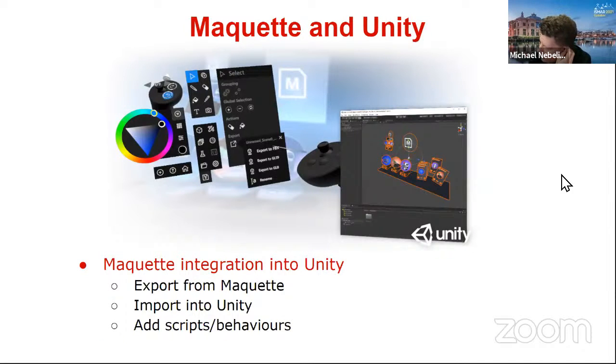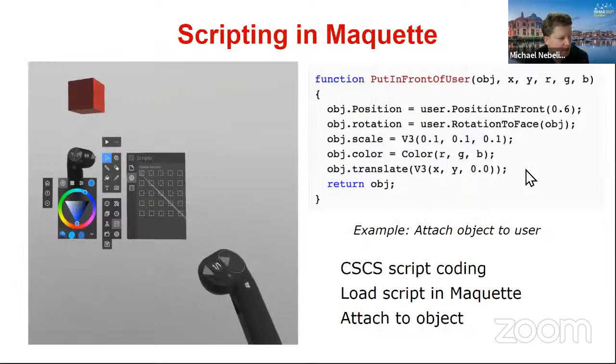I want to go to tools that are more on the VR side. So Maquette, Microsoft Maquette, in my opinion, is one of the more sophisticated, it'll look more like UIs rather than 3D sketches, what you get out of it. And you can export from Maquette to Unity.